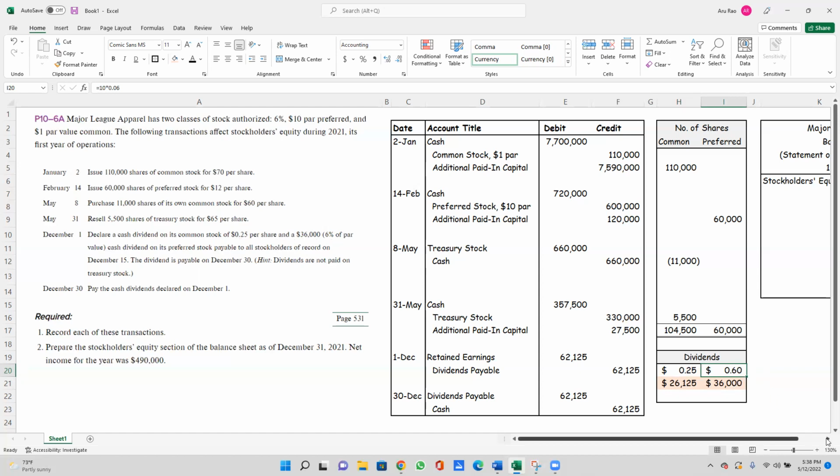So now that we're done with this, we can move on to the second part where they want us to prepare the stockholders' equity section. So now this last sentence that we had here, last piece of information, net income for the year is $490,000.